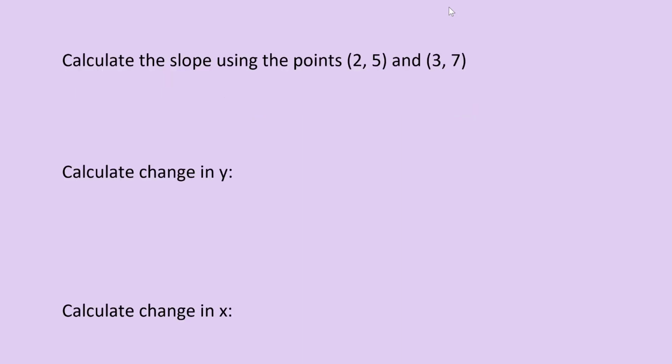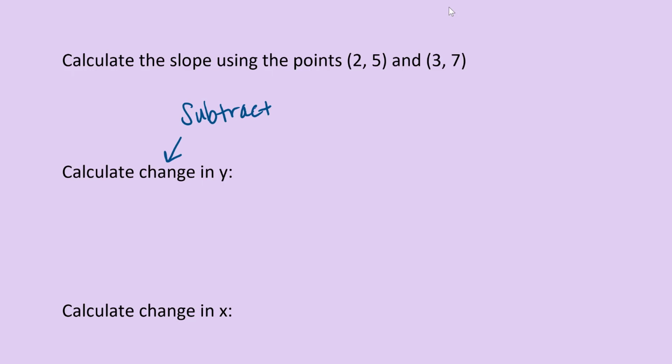So if we're asked to calculate the slope using the points (2, 5) and (3, 7), the first thing we need to do is remember what slope is. Slope is the change of our y values over the change in our x values. So let's first look at calculating the change in our y. Remember that change is just a fancy word for subtract. So we just need to subtract our y values.